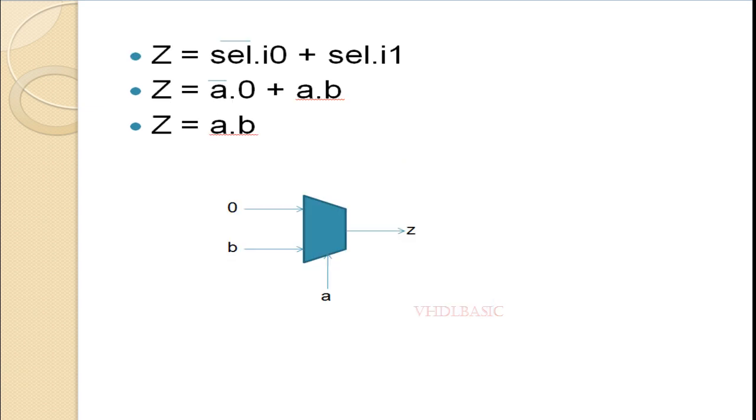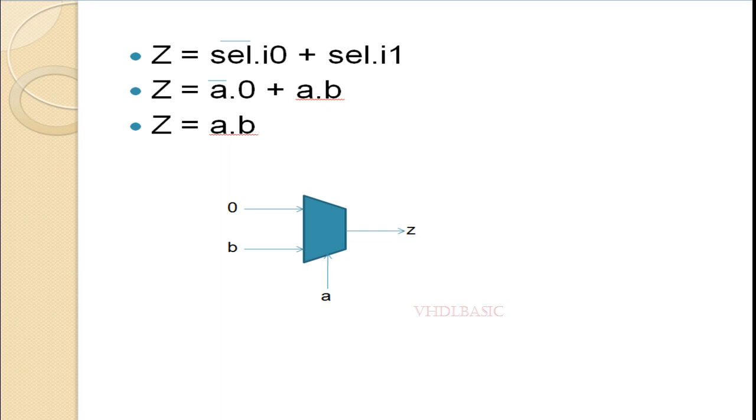Now we are going to implement AND gate using 2-to-1 mux. Here I am going to connect 0 to I0, B to I1, A to select. If A is 0, output will be 0. If A equal to 1, output will be B. Whatever present in the B will be reflected in the output Z.